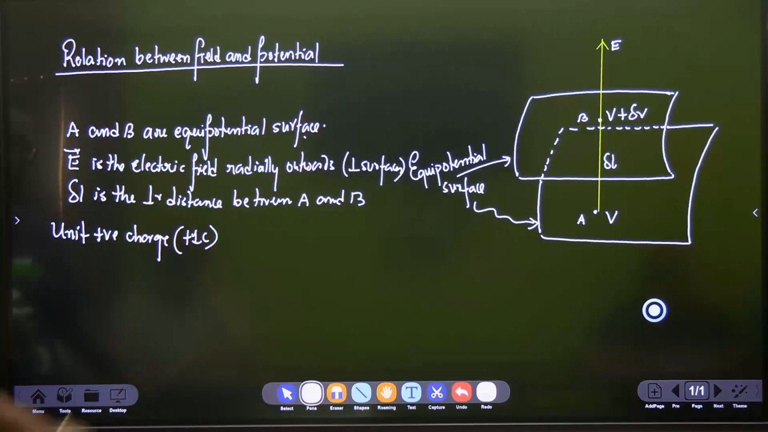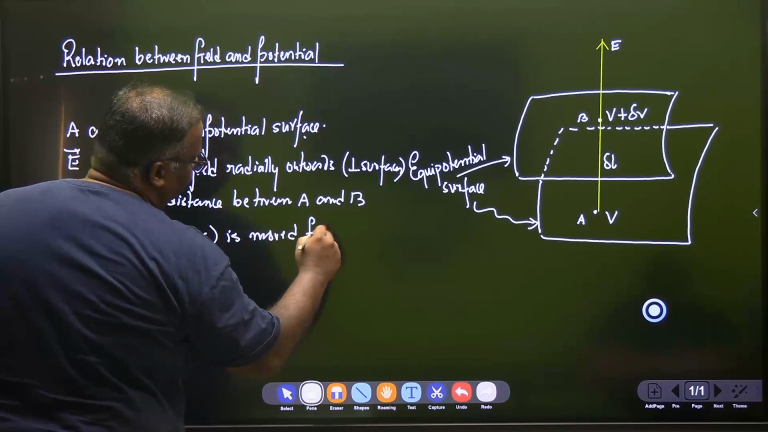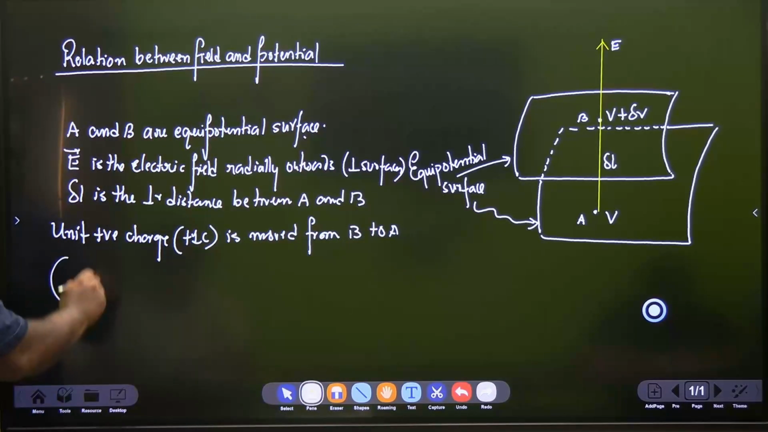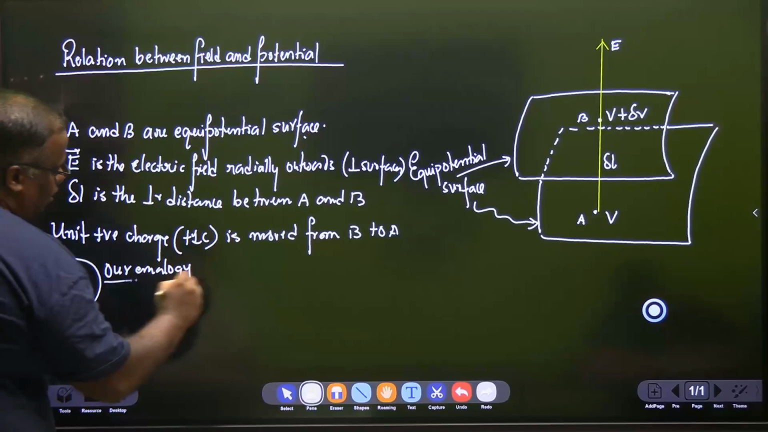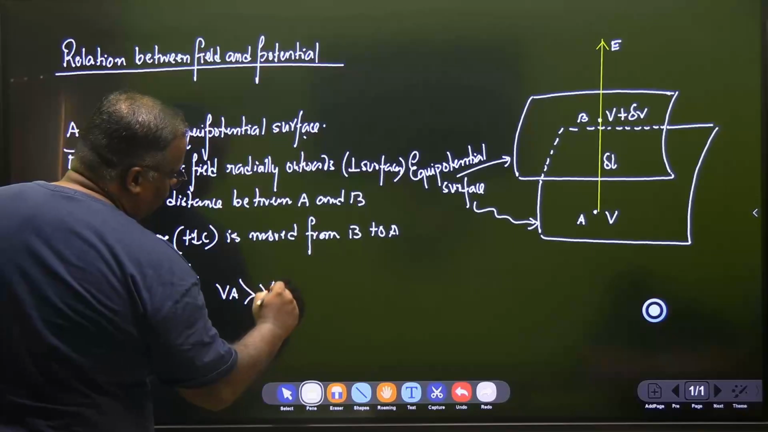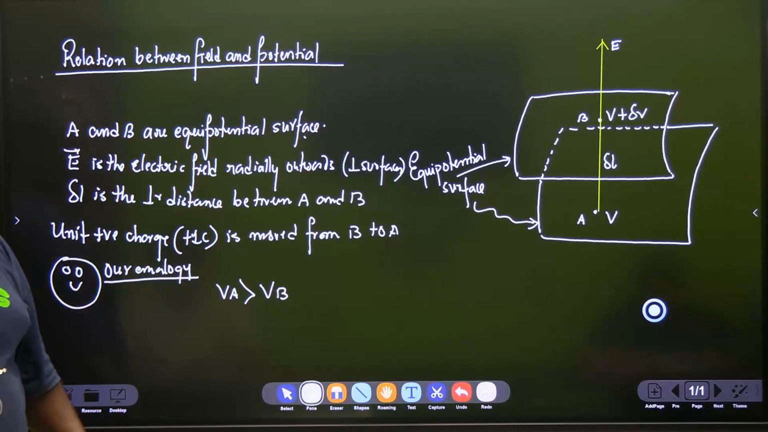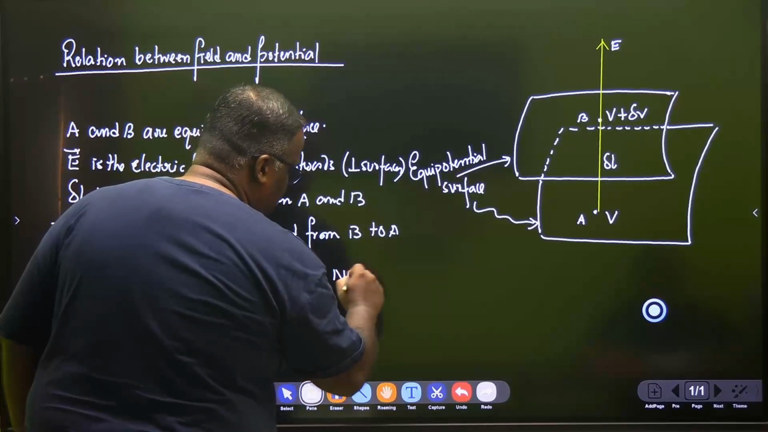Okay. Unit positive charge is moved from B to A. Now, what is your analogy? Our analogy should be that the potential at A must be more than the potential at B. Has to be, because the energy will be more. Yes or no? Right.